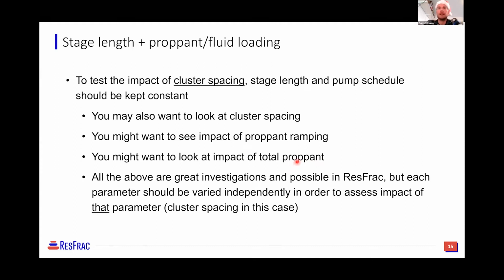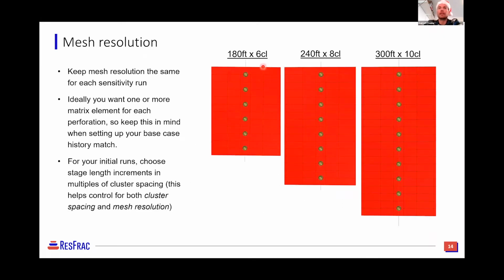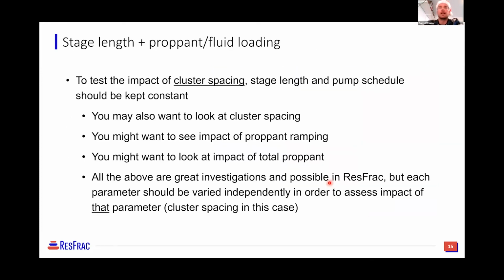And so if I want to keep the injection rate the same, because that's going to impact things like limited entry, then I want to just increase the duration of my pump schedule proportional to the length difference. So if I'm going from 180 to 240, right, I have increased my stage length by 33%. And so then I would extend the duration of each of those injection ramps by 33%, such that I have the same total pounds of proppant and total fluid per lateral foot of my model.